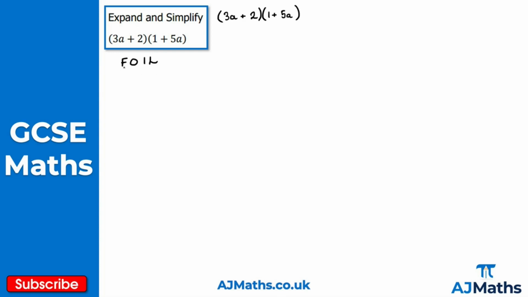So we multiply the first 2 terms together here. In this case, that would be 3a times 1. So 3a times 1, that would give us 3a. Moving on to the outside terms now, the O here. So that's going to be 3a times 5a. In this case, we'd get 15a squared. Moving on to the I now, the inside terms here. So positive 2 multiplied by positive 1 here. So that would simply give us plus 2.